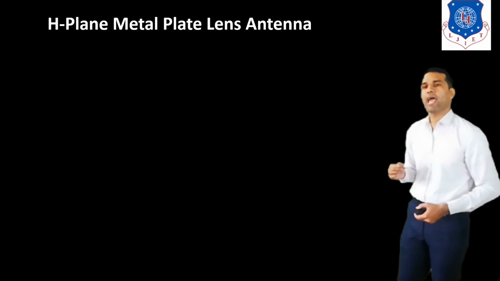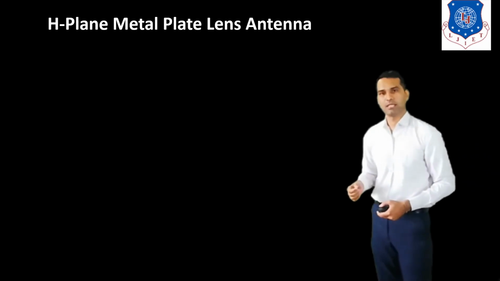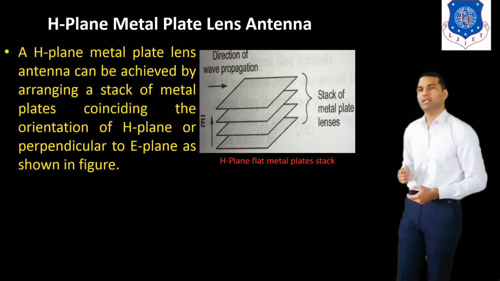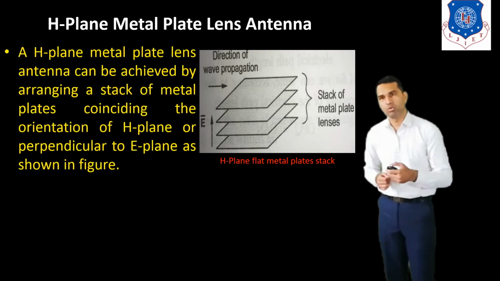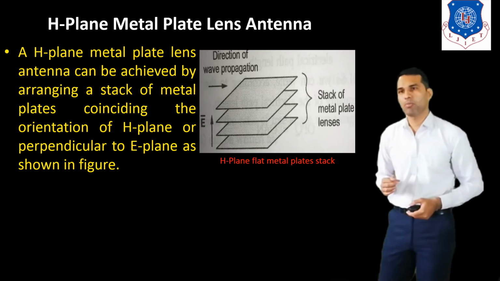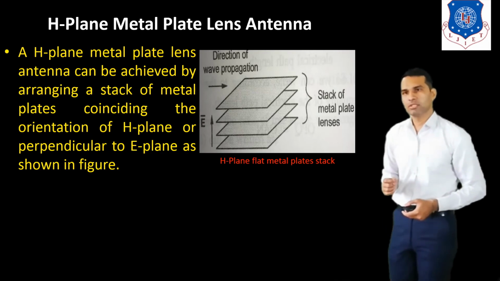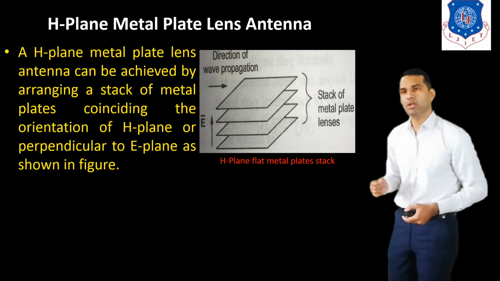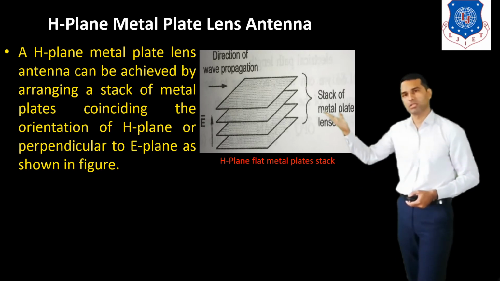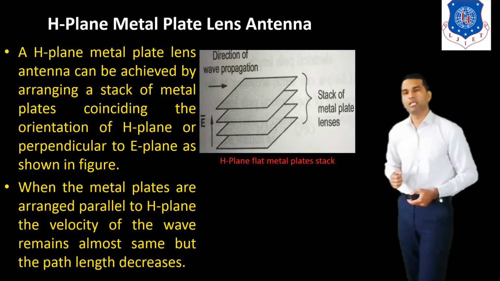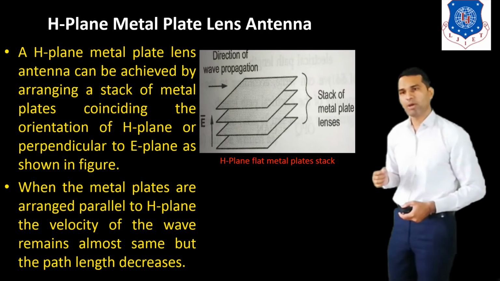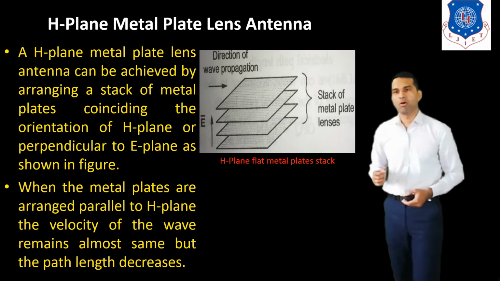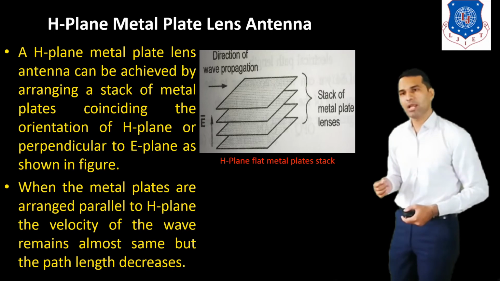Now we discuss the H-plane metal plate lens antenna. The H-plane metal plate lens antenna can be achieved by arranging a stack of metal plates, with the orientation of H, or perpendicular to the E plane, as shown in this figure. When the metal plates are arranged parallel to the H plane, the velocity of the wave remains almost the same but the path length decreases.